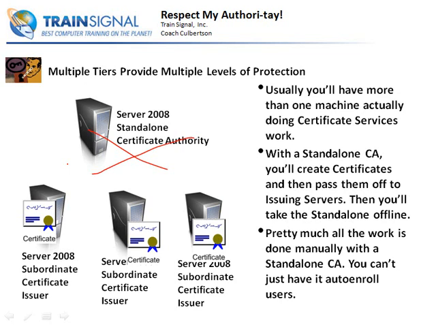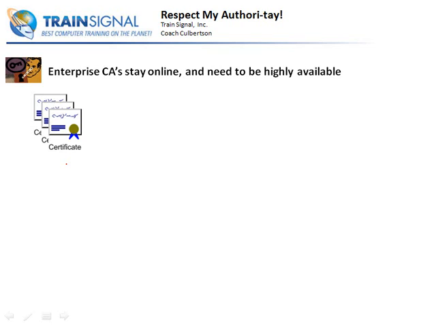But pretty much all the work on a standalone certificate authority is done manually. If you have a lot of users who are going to require certificates to encrypt emails, files, and communication, you can't just use a standalone certificate authority to auto-enroll users in certificate services. You're going to have to do a lot of the work manually here, and that may not be very much fun, because you're going to have to create certificates for every user that's going to require one. And so let's talk about the more powerful option, which is an enterprise certificate authority.